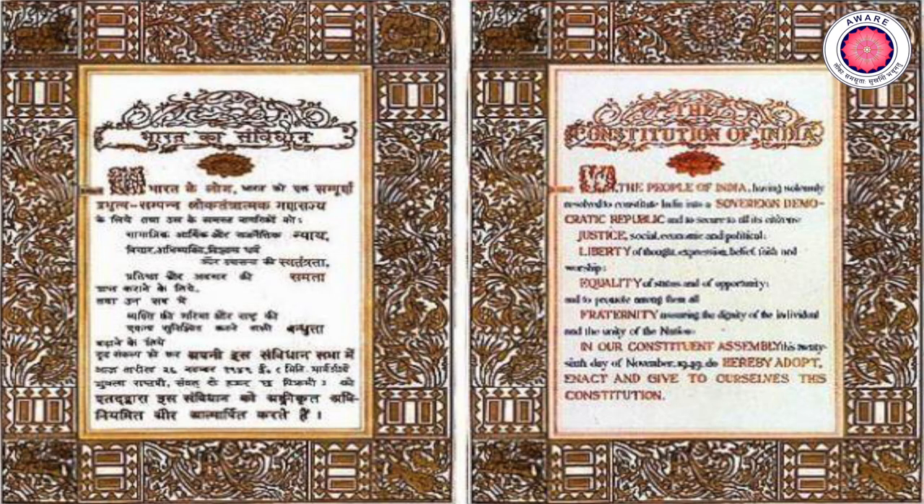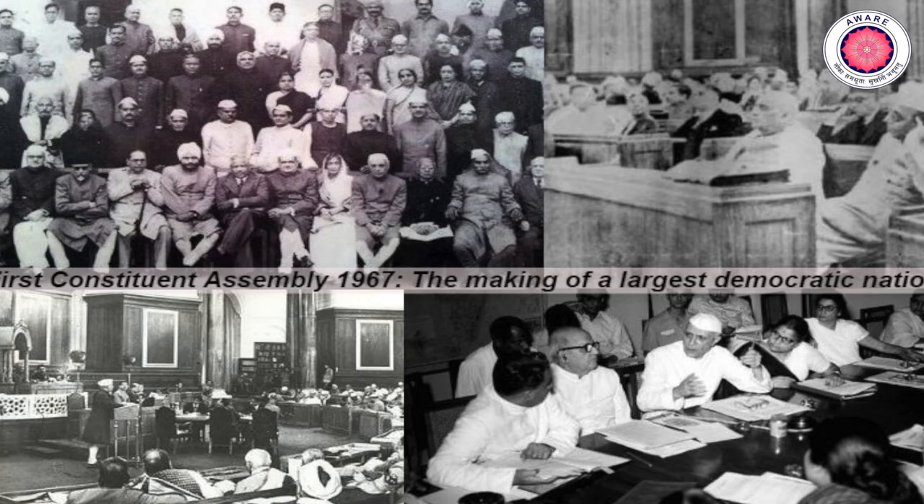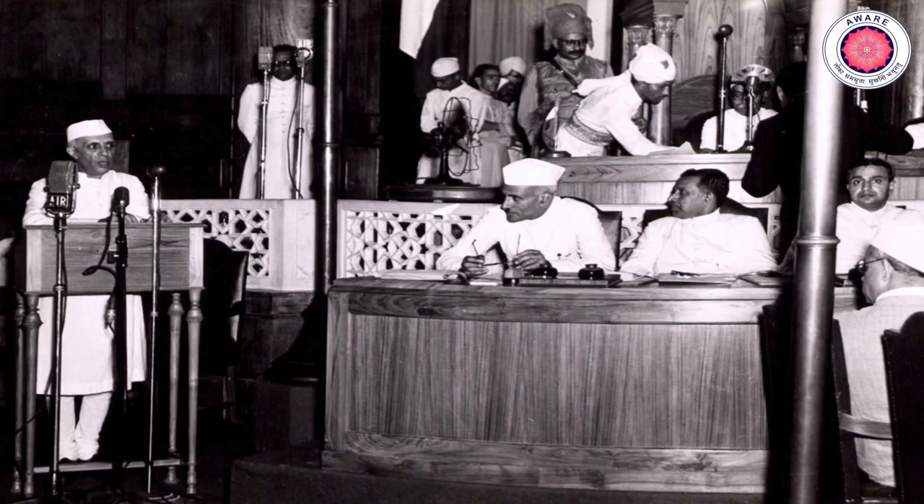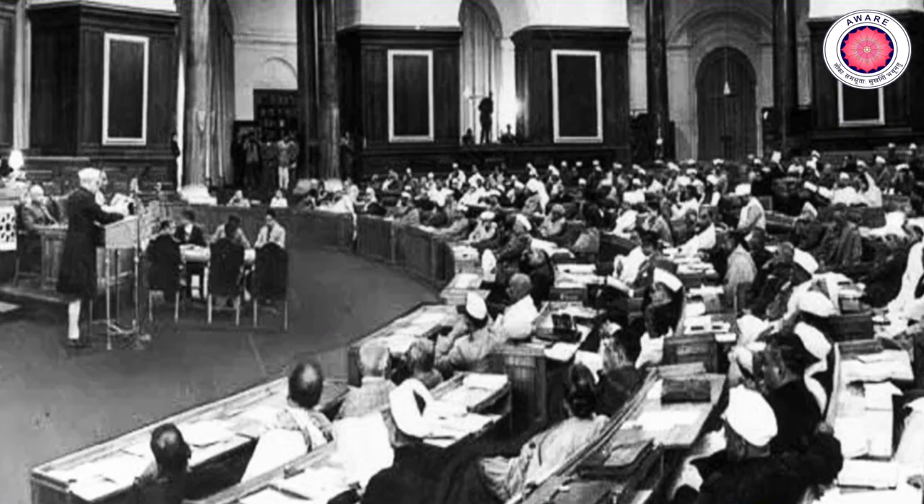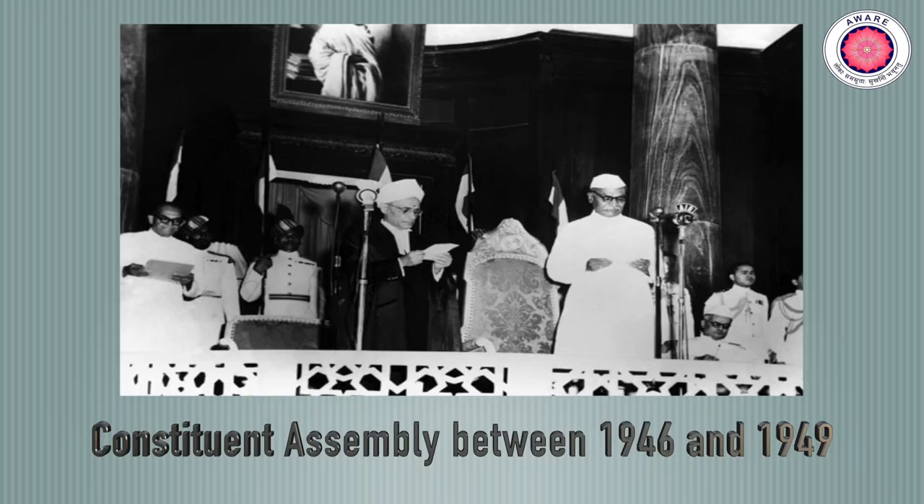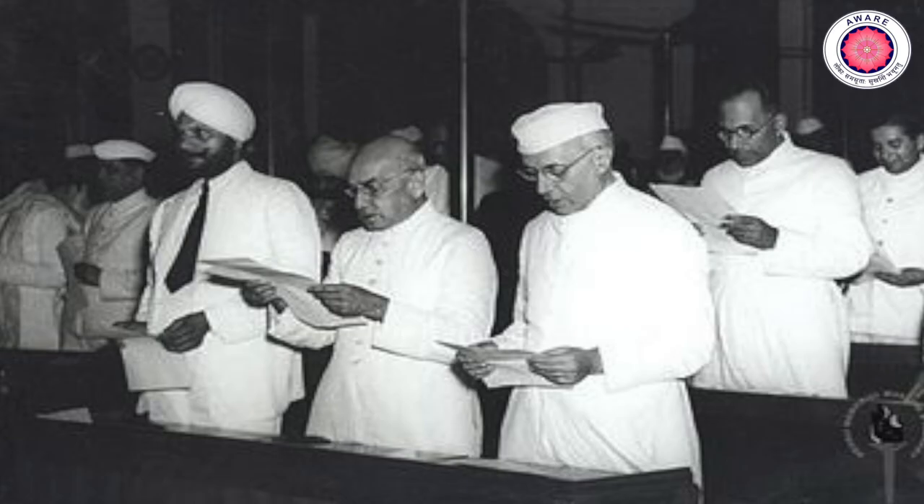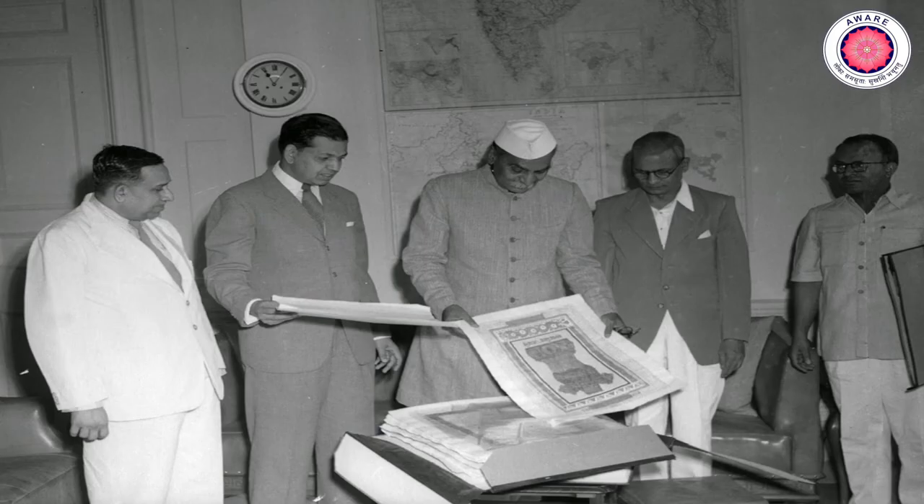The Indian Constitution was put together by the Constituent Assembly of India. The Assembly had 299 members representing the many provinces and states of India. The Constituent Assembly met 11 times over 165 days between 1946 and 1949. The President of the Constituent Assembly was Dr. Rajendra Prasad. Our Constitution is the world's longest written constitution.